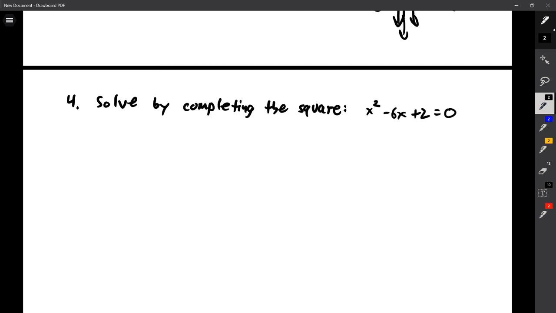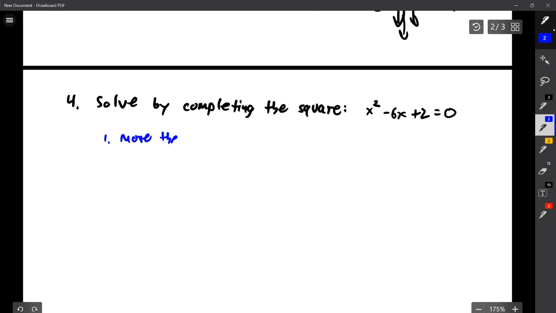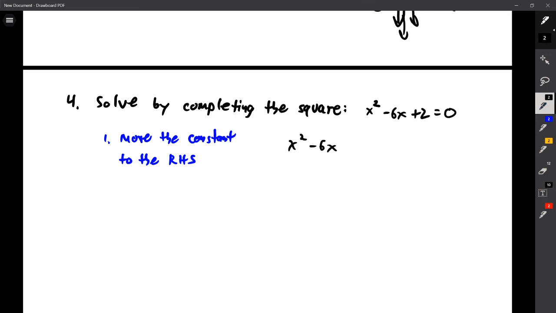So the first thing that we do is I'll even jot down the steps here. I'll jot those down in blue. 1, move the constant to the right-hand side. So here's what that's going to look like. That's going to look like x squared minus 6x. Instead of plus 2 equals 0, we're going to subtract 2 from both sides to give us equals negative 2.